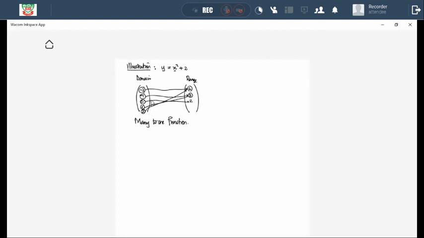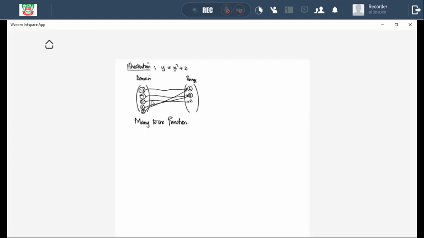This is a many to one function, right? Now, a many to one function is where many elements of the domain are associated with one element of the output, or of the range. A many to one function. Remember the definition of a function. We said it's a special type of a relation where at least one element of the domain is associated with one element of the range.